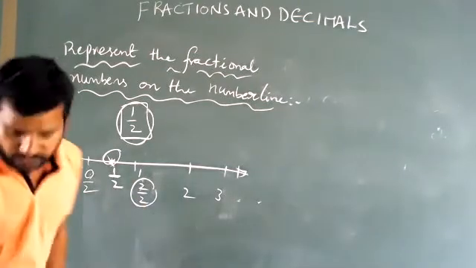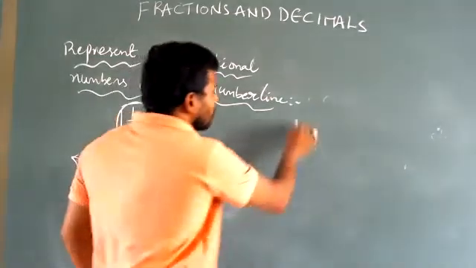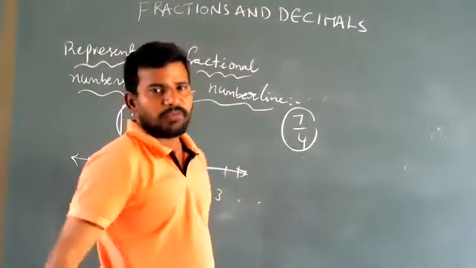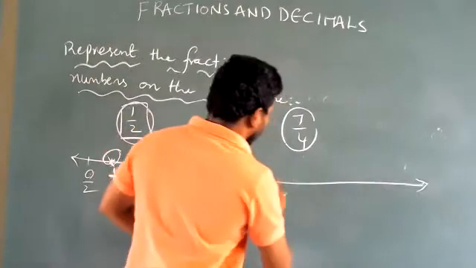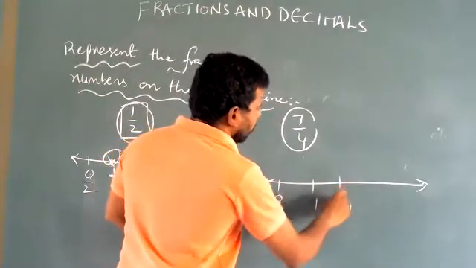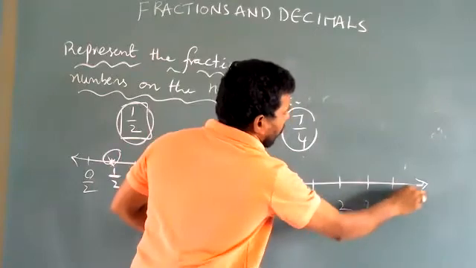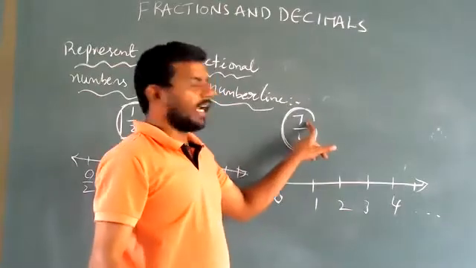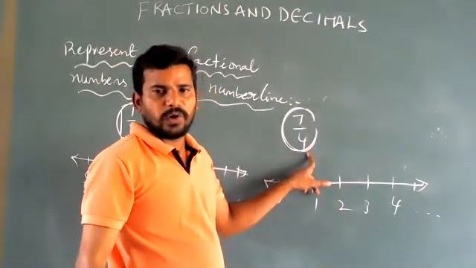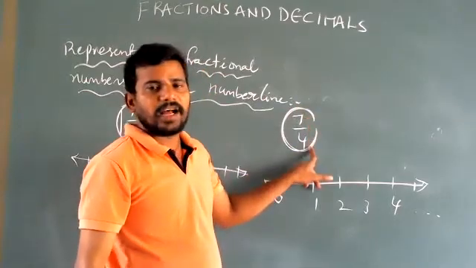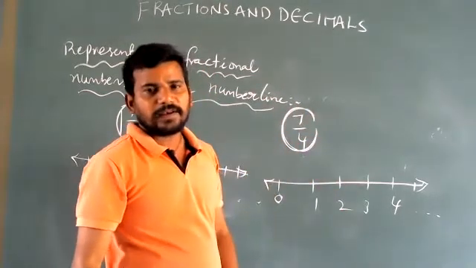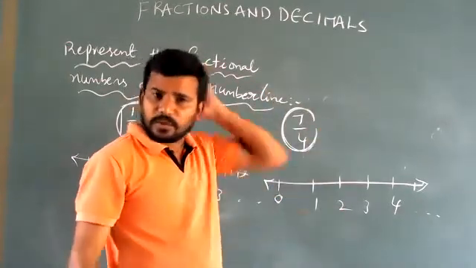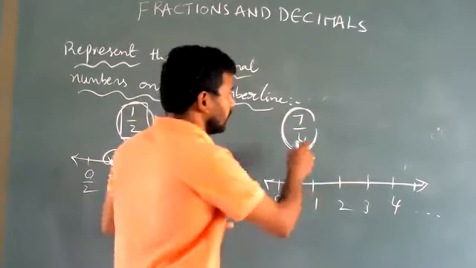One more example I explain to you. 7 by 4. How to represent this 7 by 4 on the number line? Listen once. 0, 1, 2, 3, 4, and so on. So 7 by 4. Numerator here is 7, denominator is 4. So numerator is greater than the denominator. This fraction is what, children? Improper fraction. Improper fraction converts into mixed fraction.